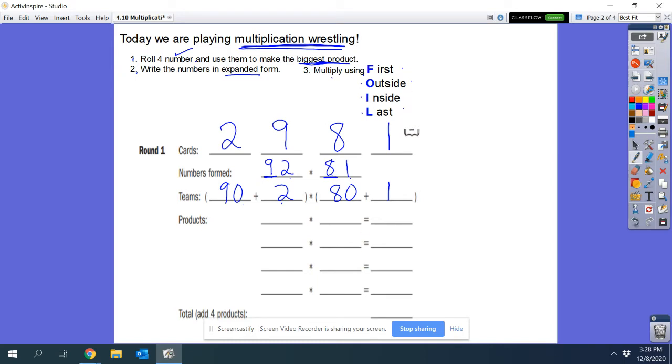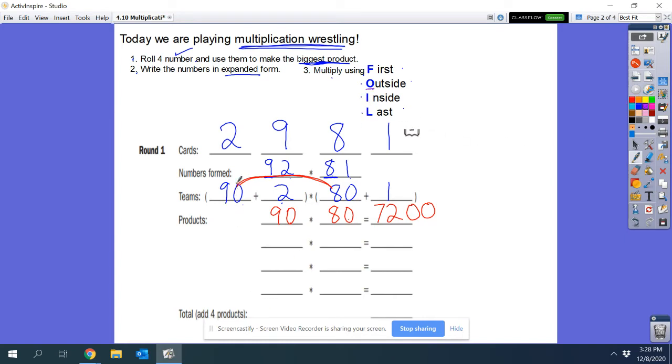So first means I take the first number from each of my parentheses. So my first product would be 90 times 80. And I know 9 times 8 is 72. And then I want 2 zeros: 2 zeros in my factors, so 2 zeros in my product. That's a big product already, 7,200. Whoa.